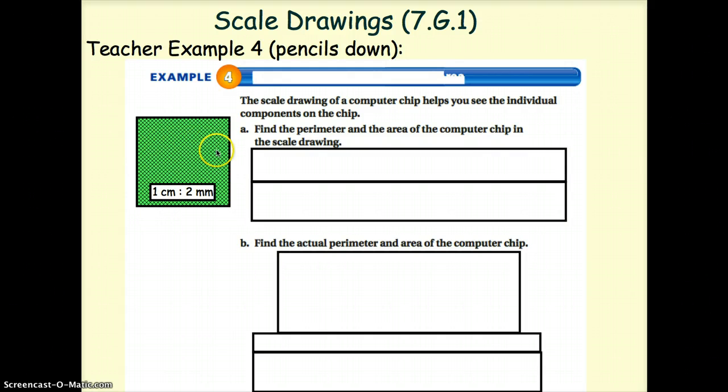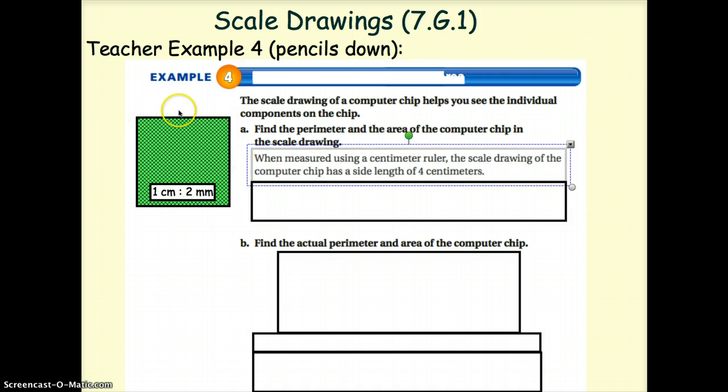So we want to find the perimeter and the area of the computer chip in the drawing. So all we have to do here is measure. And I've already gone ahead and measured with my ruler, and I found that each side length is 4 centimeters. It's a square. So to find the perimeter, of course, I add up all the sides. 4 plus 4 plus 4 plus 4.